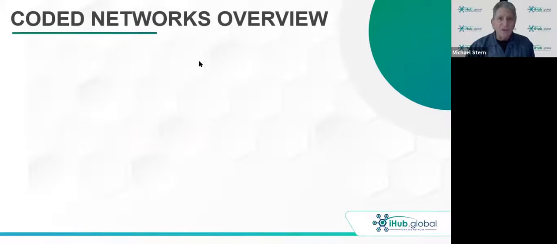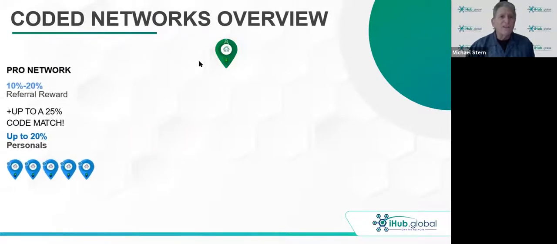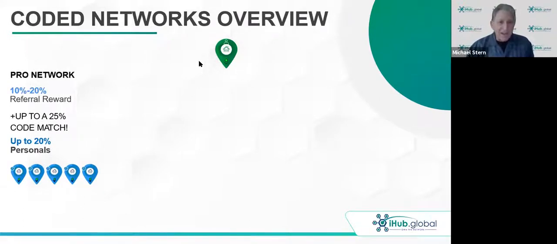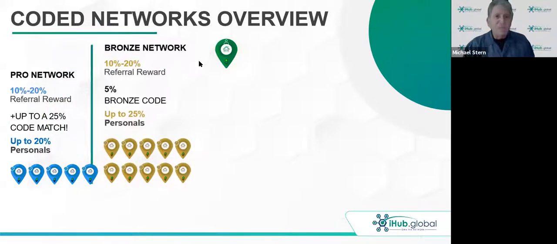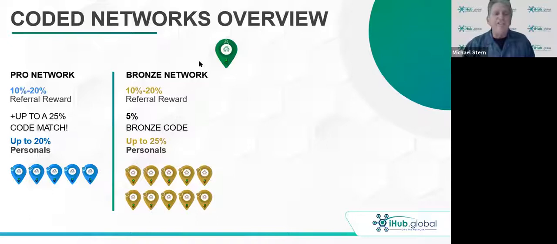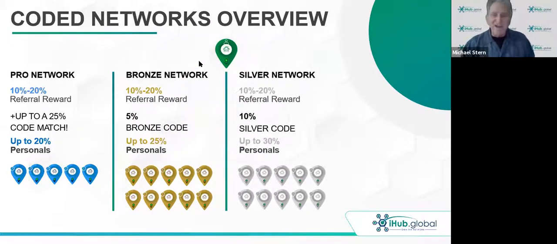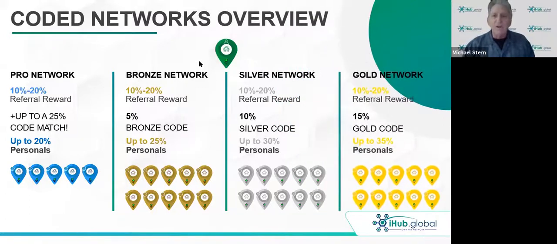So at this juncture, let's go over the overview. Again, on the Pro network, everybody's got the 10 to 20% referrals. You've got up to a 25% matching bonus on your Pro, and up to 20% on your personals. Then when you talk about the Bronze, the big difference is that 5% Bronze code. The big difference in Silver is that 10% Silver code. And the big difference on Gold is that 15%. But I can tell you, those seemingly small 5%, 10%, 15% amounts are a massive opportunity for us to build this organization, this team of hotspots, Helium hotspots, iHub miners around the world.